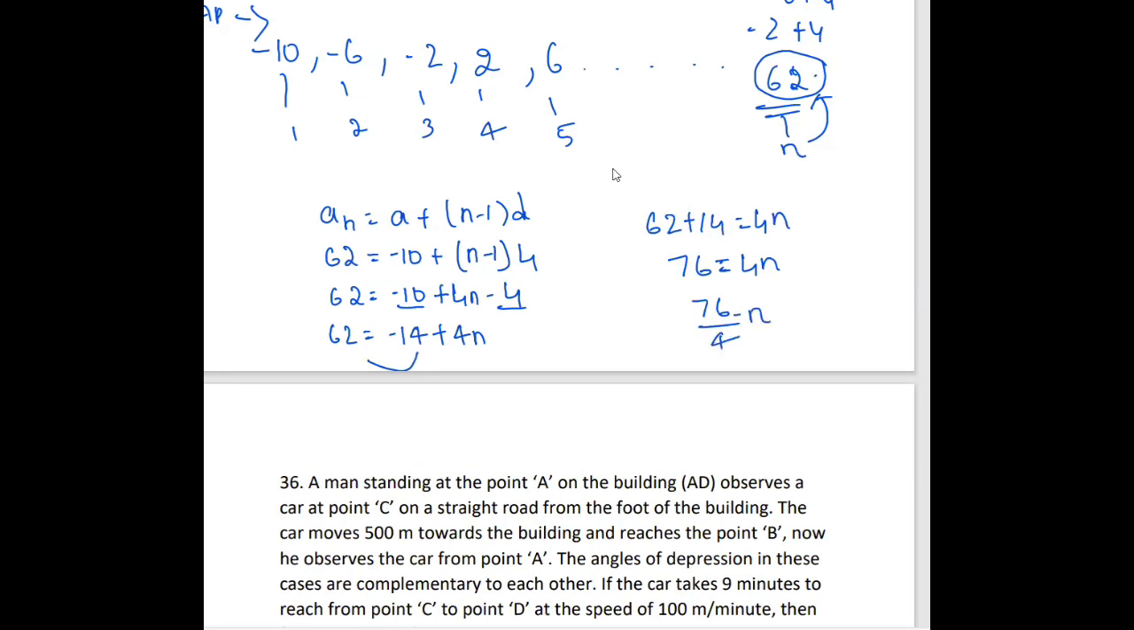So how much? 4 ones are how much? 24. So how much will remain? 36. 36 means it is 9. So n is equal to how much? N is equal to 19. Right. So dividing, n comes to 19.